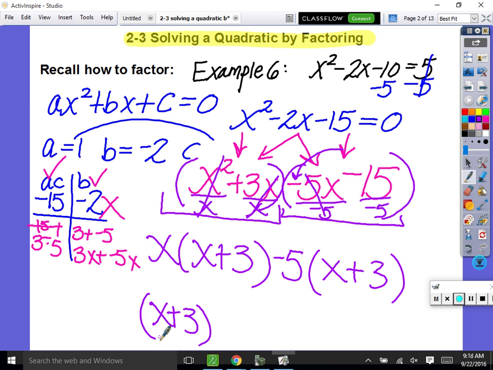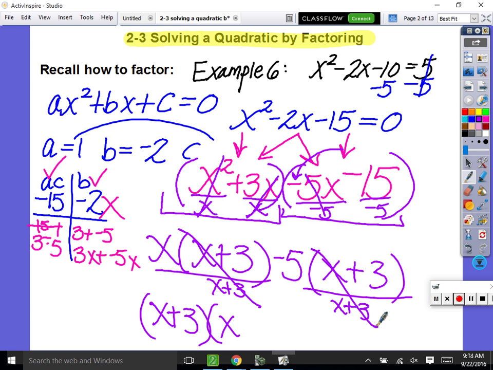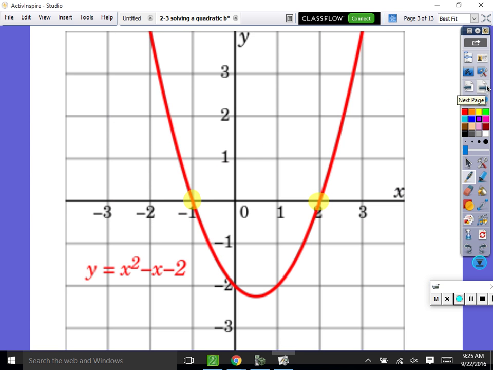Now once we've factored it out, we can go back and divide each term by x plus 3. So in this first term, those x plus 3's divide out. We're left with an x. Those x plus 3's divide out, and we're left with minus 5. Okay, so we factored it correctly. Everybody good? How to factor? Okay.